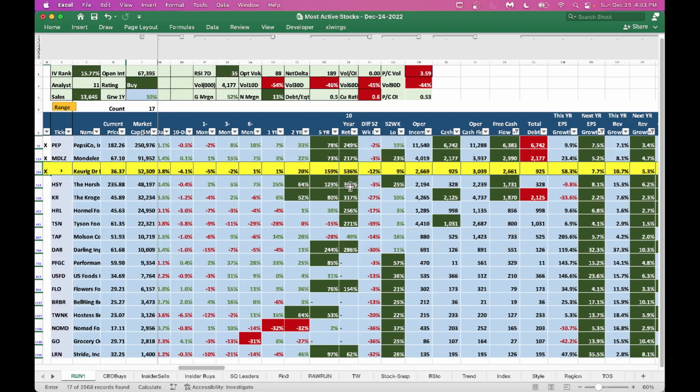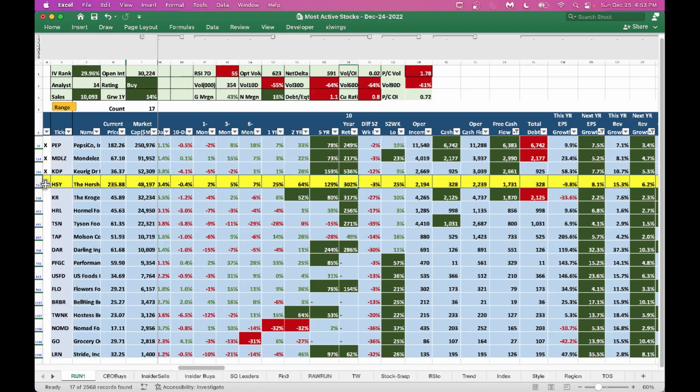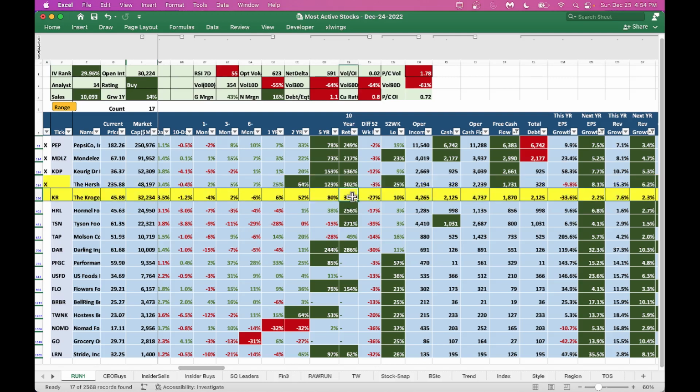And you got Hershey's, again, great one here. Folks want to eat chocolate. It's a great one here. And even Kroger, look at the performance of Kroger here. It's done great. You could add Kroger also. We got a lot of companies here. We got to be a little more selective. And look, we got a few more here.